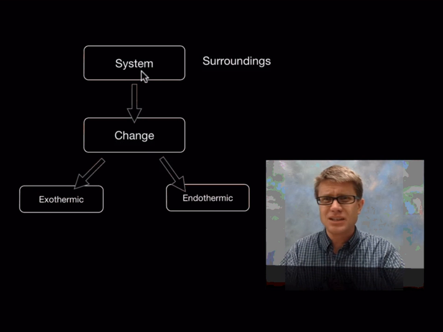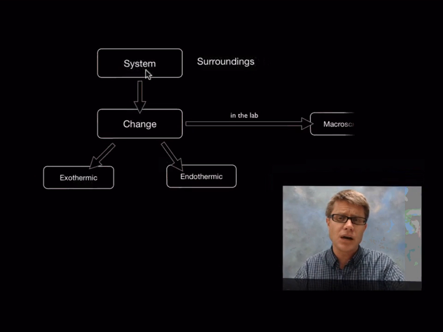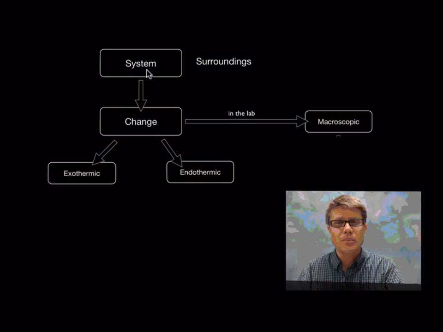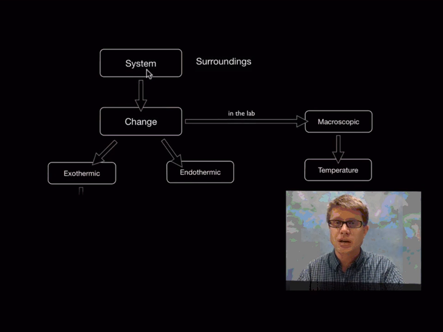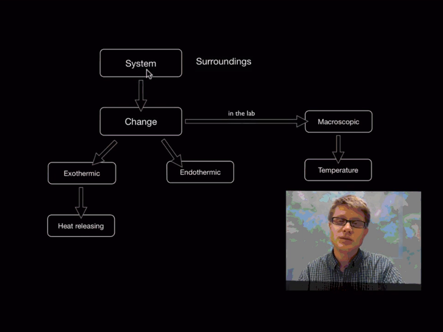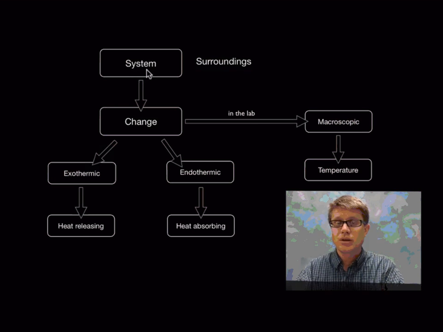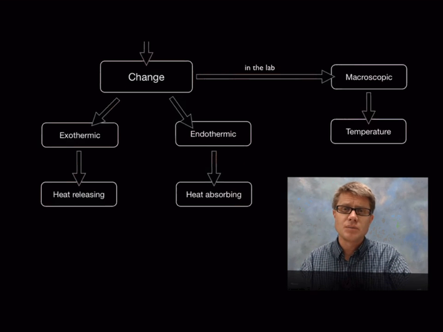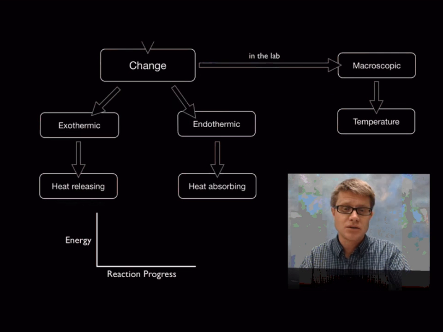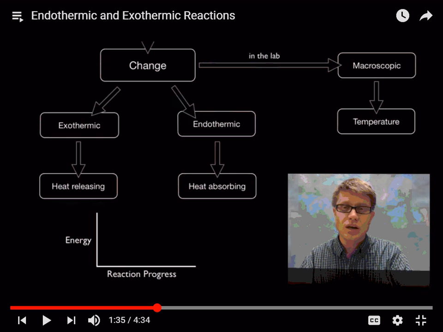Now in the lab, we can't really see at the level of the atoms, and so we have to view it macroscopically. And we do that by simply measuring the temperature change. And so in an exothermic reaction, we're going to find that heat is being released from that reaction to the surroundings, and in an endothermic, it's actually being absorbed. Now a really neat way to observe this is to use a model.